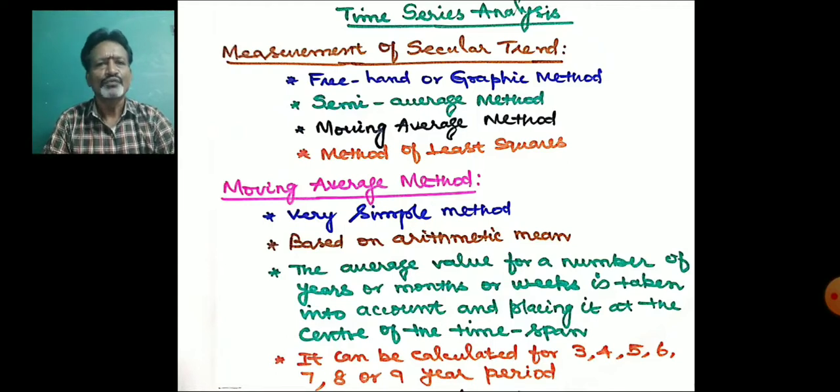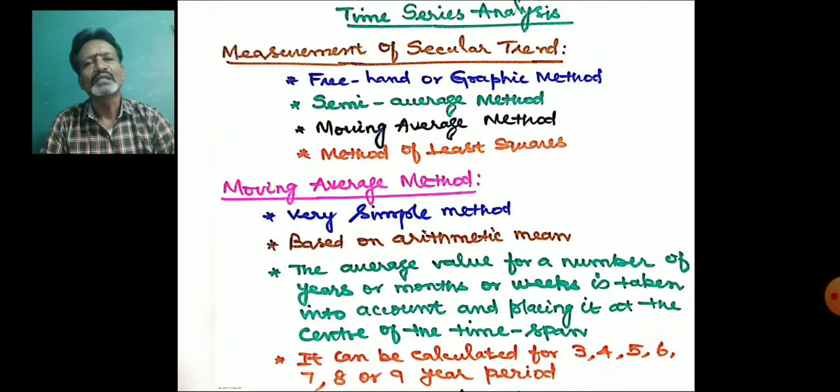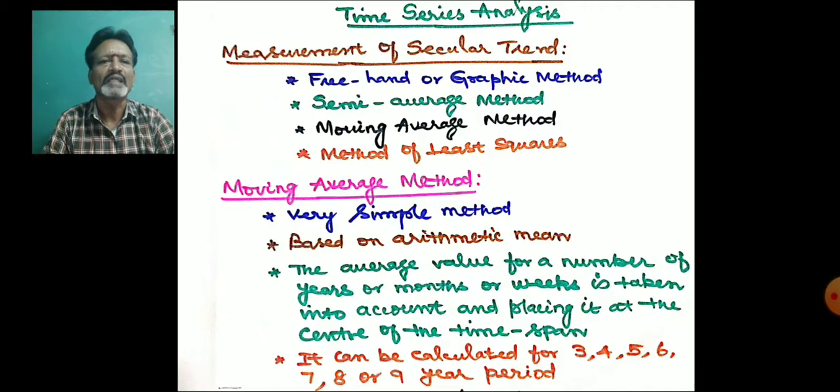Right? So in the freehand or graphic method, what is the data given? The data will be plotted on a graph sheet, and you can join the points in a freehand manner. You will get a curve, and with the help of that curve, you can analyze the trend. That is called the freehand curve method or graphic method. Here simply the time is taken on the x-axis and the variable is taken on the y-axis. You can plot the points and join the points in a freehand manner.